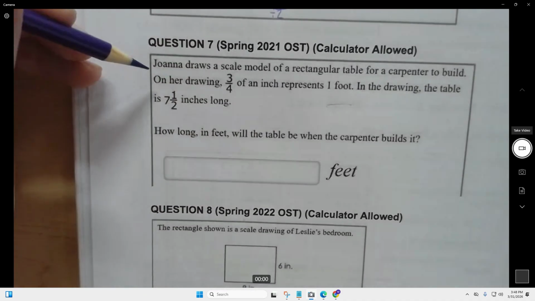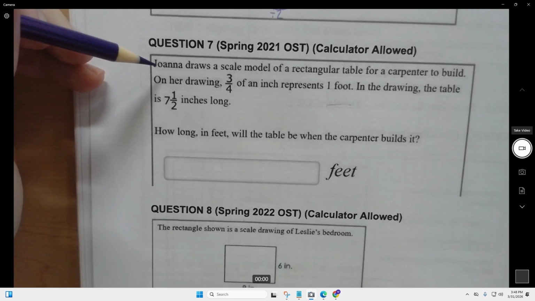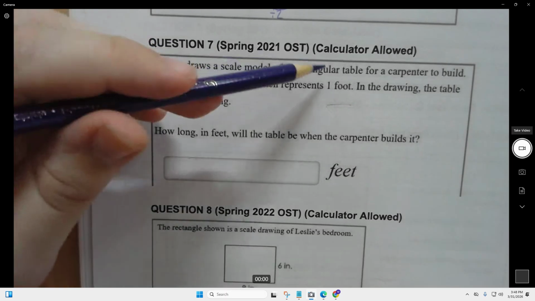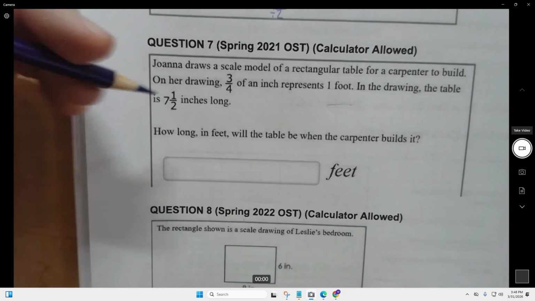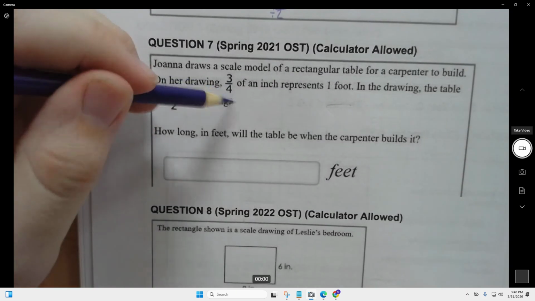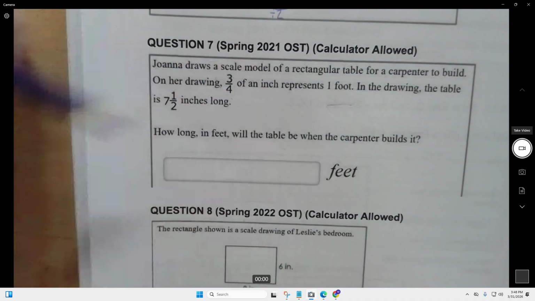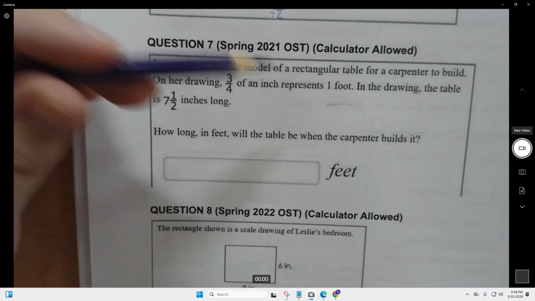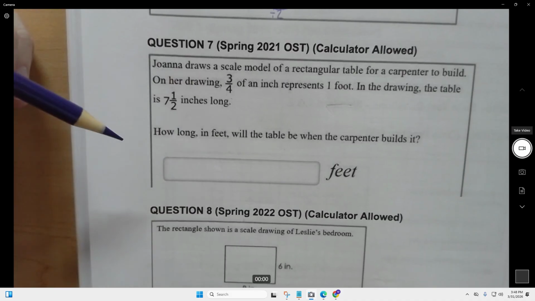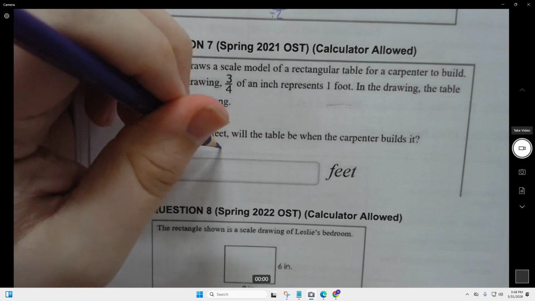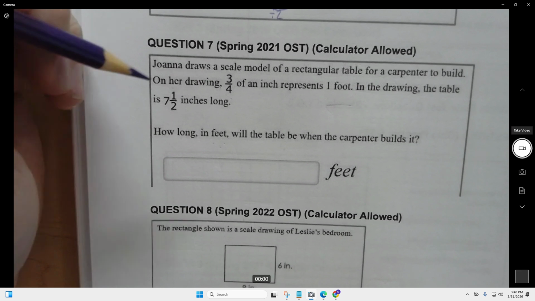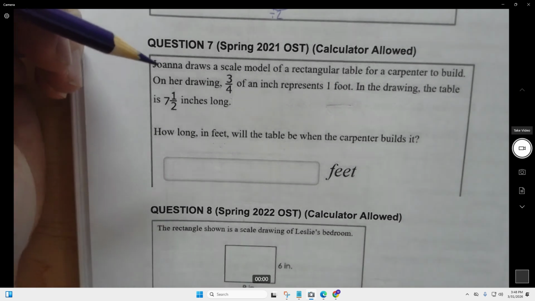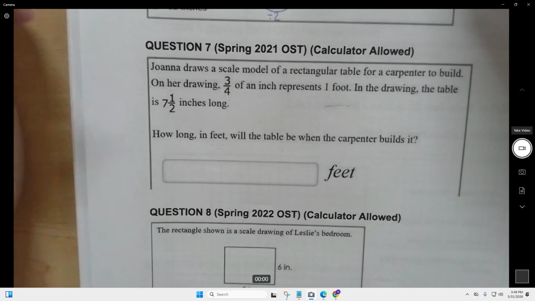Question number 7. Joanna draws a scale model of a rectangular table for a carpenter to build. On her drawing, 3/4 of an inch represents 1 foot. In the drawing, the table is 7.5 inches long. How long in feet will the table be when the carpenter builds it? Okay.